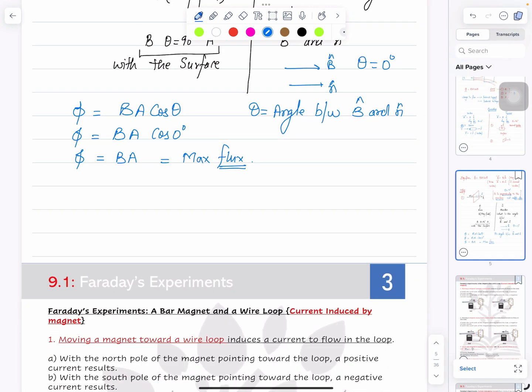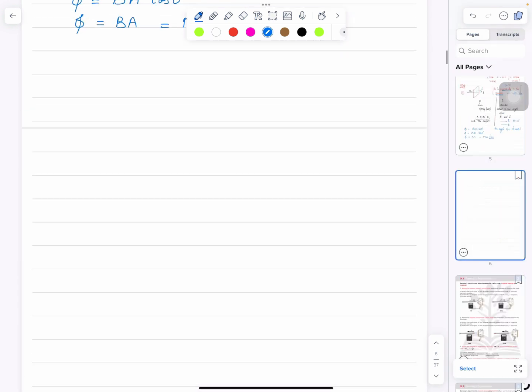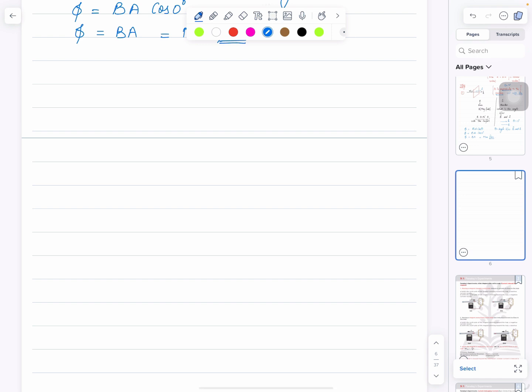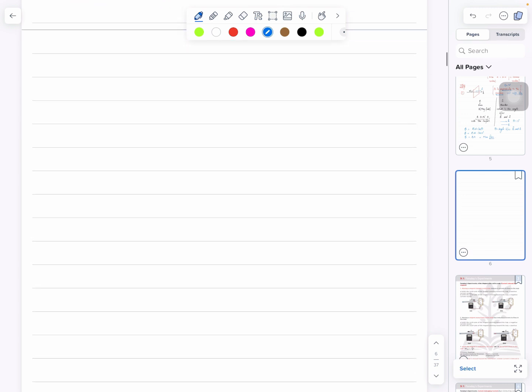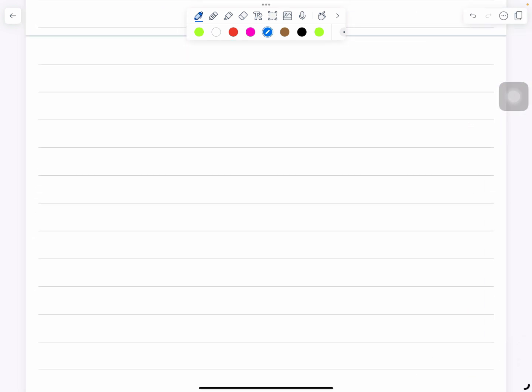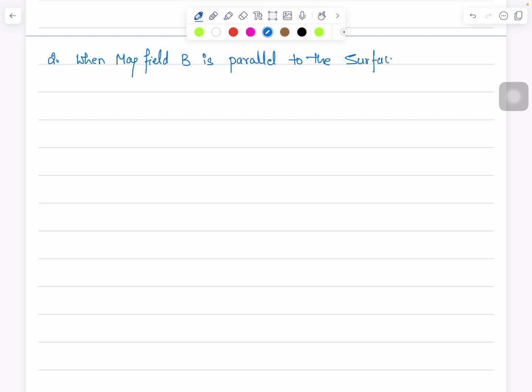This is very important, guys. So at least if you don't understand, you have to review it 2 times, 3 times, 4 times. You have to make some mastery, then go for the numericals. Else you will get confused. Okay. Now the case number 2. When magnetic field B is parallel to the surface. Okay, first of all, you need to understand.